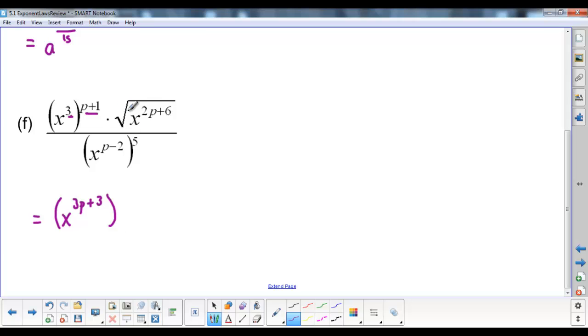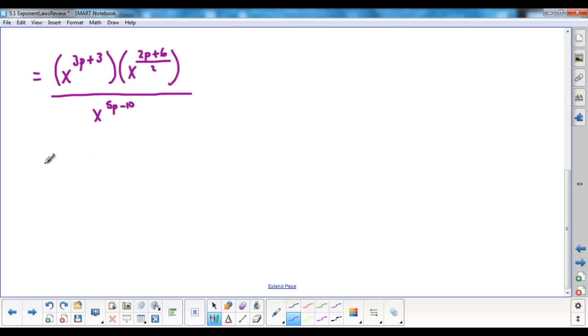Okay, whenever you see a square root sign that doesn't have a number here, the default is 2 because it's the square root. So we'll keep x and its exponent 2p plus 6 and know that this becomes a fraction. That'll be over 2 because of the root sign. And then finally we have x, and again, power to a power, so I'm going to multiply the p minus 2 times 5. So that becomes 5p minus 10.